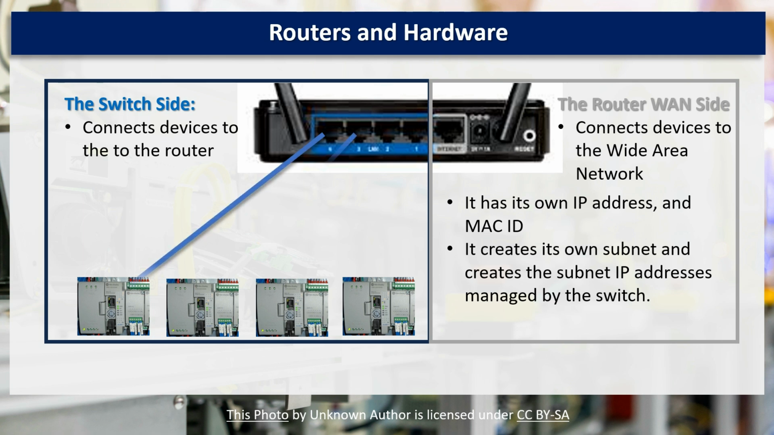You may not be aware of this, but the router at your home actually has two parts. It has the switch side and the router side. The switch side connects devices to the router. The router, or WAN side, connects the devices to the wide area network, or the Internet. It has its own IP address and a MAC ID, and it creates its own subnet and creates the subnet IP addresses managed by the switch.